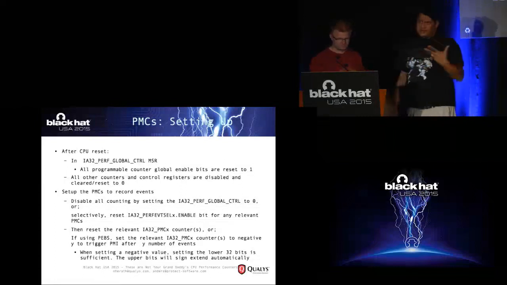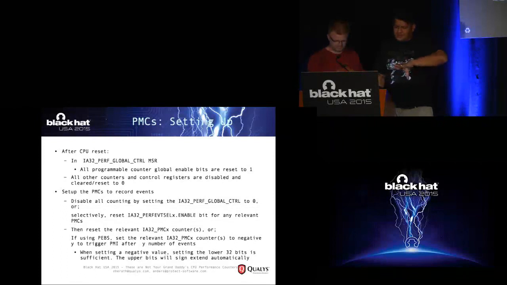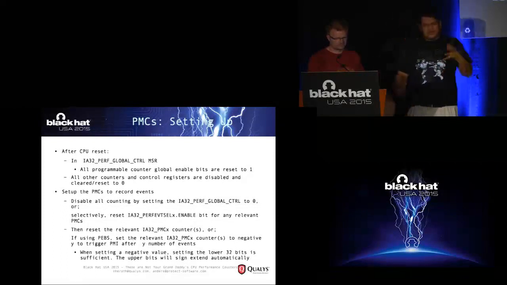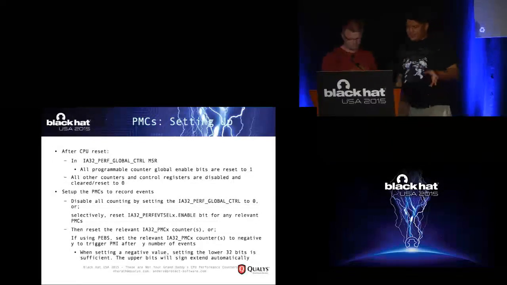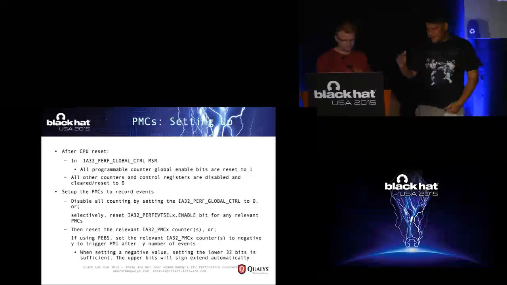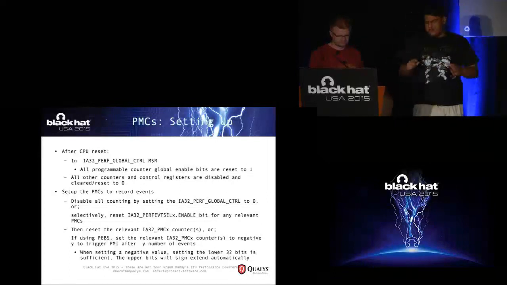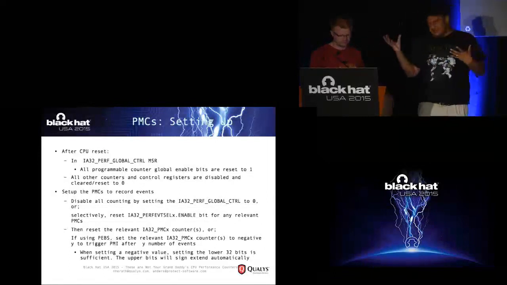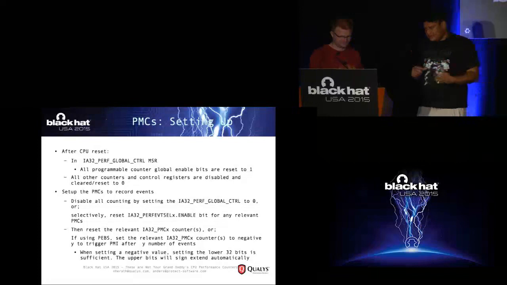To set up PMCs to record events, first of all, we can either disable all counting or selectively reset the counters by setting the control register to disable the particular counter. You can do this by setting the IA32 global control MSR to 0, or reset the individual event selectors for each register. For the performance counters, you get the event selector and the event counter. By controlling the event selector and setting it to 0, you can disable the counting.